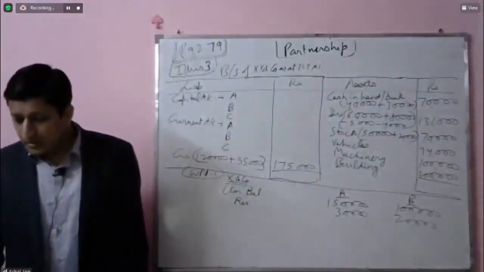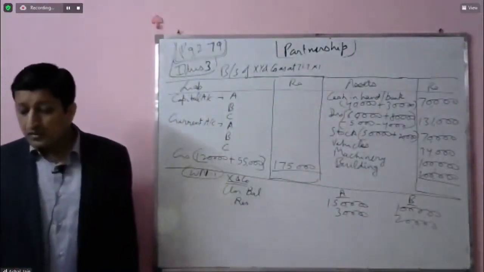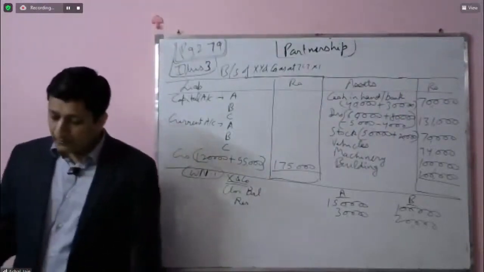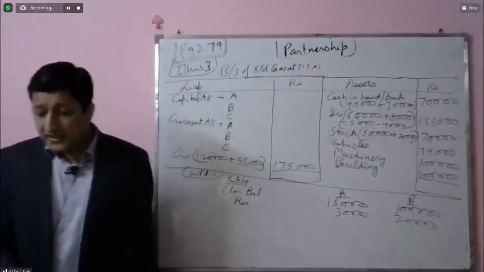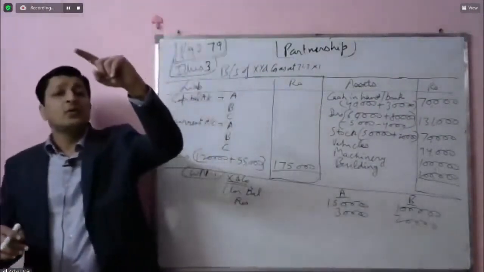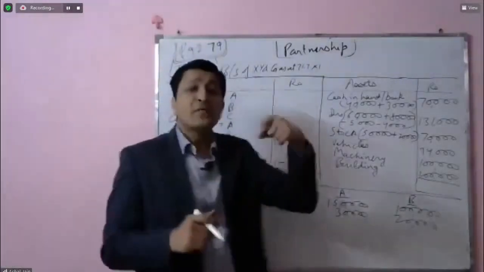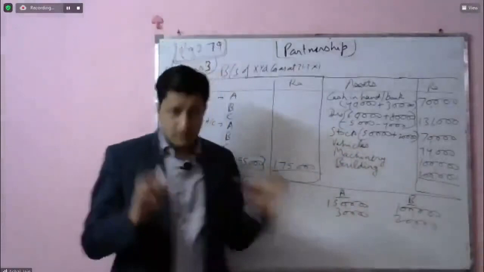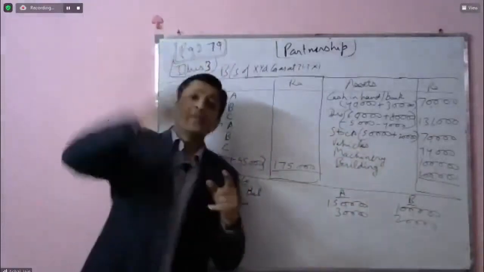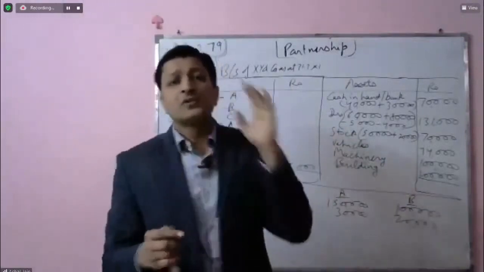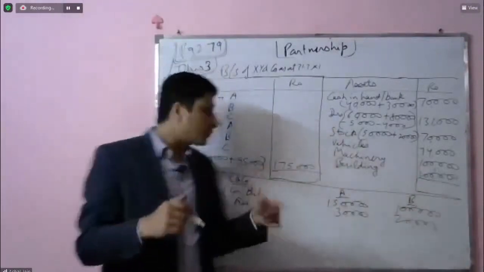Now to this, what do we add? Revaluation of the building. Why? Because the building is appearing in the books at 1,50,000, but it's taken over by the new firm at 2 lakh. That means the new firm has given 50,000 more to these 2 partners. Yes or no? The new firm has taken over this building and paid 50,000 more for it. So this 50,000 will go to whom? A and B.